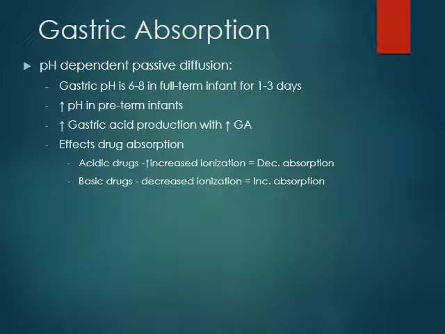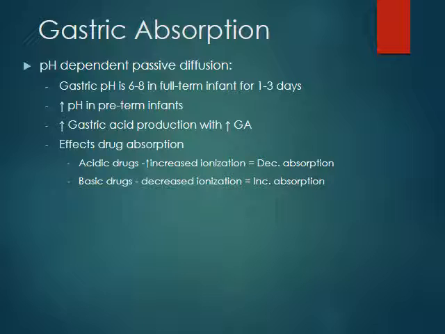So looking at pH-dependent passive diffusion, remember we were looking for things to be in their uncharged state, because again, they're going to have an easier time crossing those lipid membranes. And looking at the gastric pH in a full-term infant, it is around 6 to 8 for 1 to 3 days after birth. And that kind of makes sense if you think about what the GI tract has been exposed to, and it's really just been the amniotic fluid from the mom. So the kid's been kind of swallowing that passively during gestation, and so they really haven't had time to wash out that amniotic fluid and then to ramp up their own hydrochloric acid production.